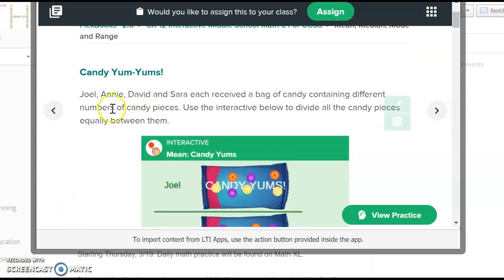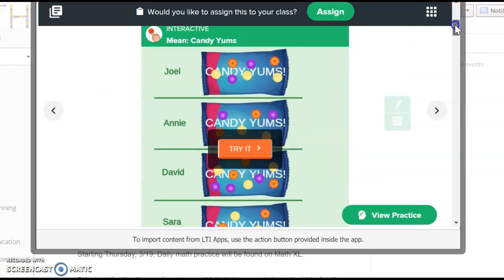For the first part here, candy yum yums. Joelle, Annie, David, and Sarah each received a bag of candy containing different numbers of candy pieces. Use the interactive below to divide all the candy pieces equally between them. What you need to do is even out the candy so everyone has the same amount when you do this interactive.